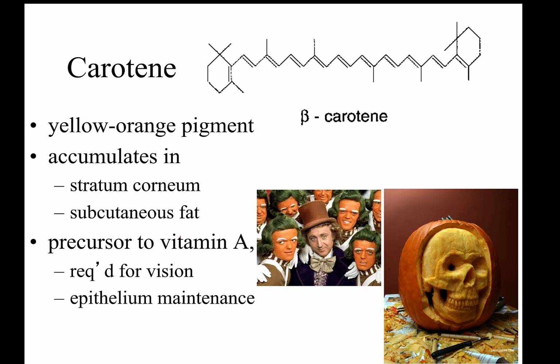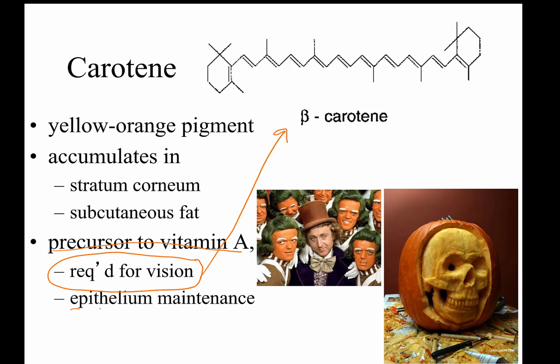So yes, it accumulates in the stratum corneum and in the subcutaneous fat. And that is actually a good thing because that allows you to store your vitamin A, because it's a precursor to vitamin A. Vitamin A is required for proper vision. The pigment molecule in your retinas that changes shape in response to light and makes your retinas work is built using beta carotene as the starting material. So if you don't have a steady supply of it, you can't replace that pigment. It's called the visual pigment.